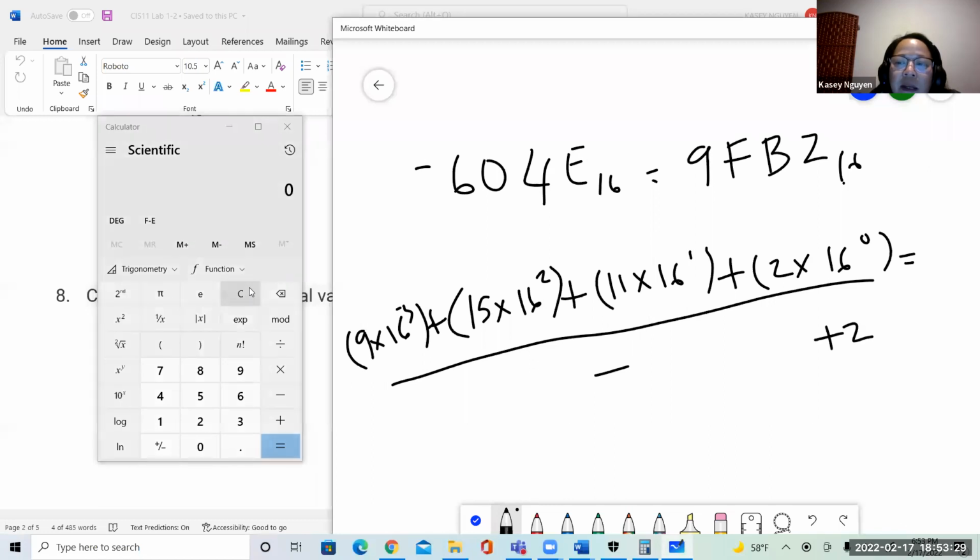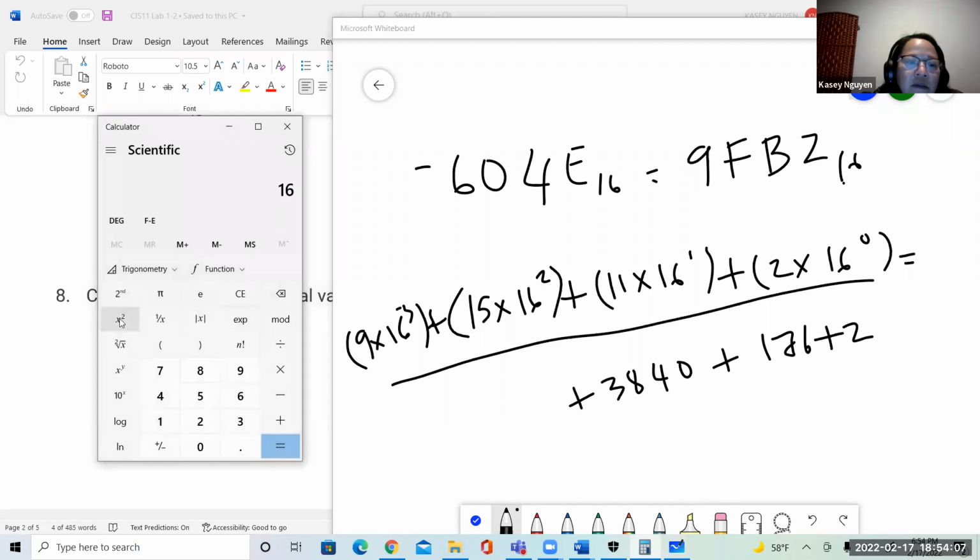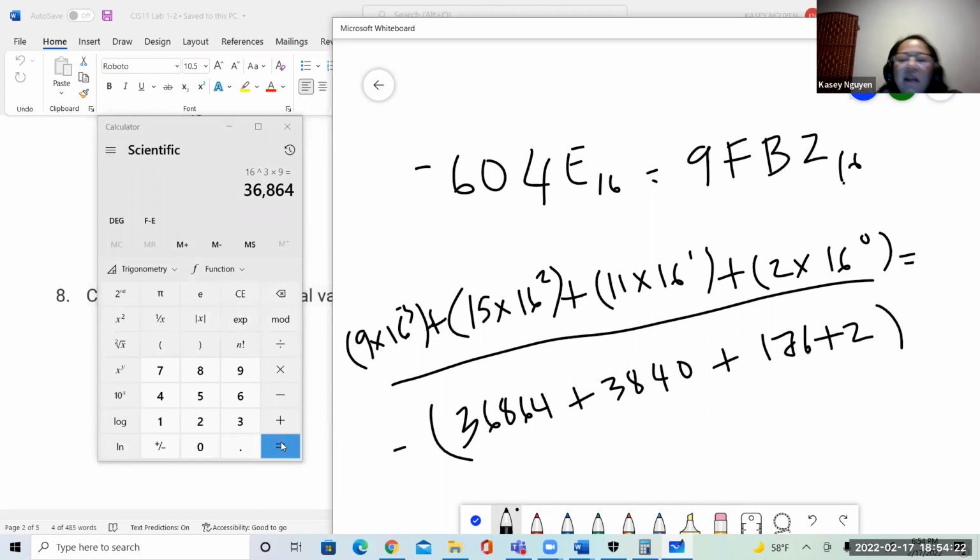So we would have 2 plus 11 times 16, 176, plus 16 squared times 15, 3840, plus, and lastly, the last digit, 16 to the 3rd times 9, 36864, and then we add it together and apply the negative.